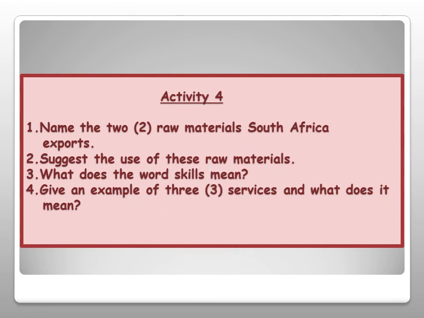Here's a few questions on the previous work that we've just done. Activity 4. Name the 2 raw materials South Africa exports. Question 2. Suggest the use of these raw materials. Question 3. What does the word skills mean? Question 4. Give an example of 3 services and what does it mean? Everything's on the slides. Just go back, memorize it and see if you can answer the questions on a scrap piece of paper.